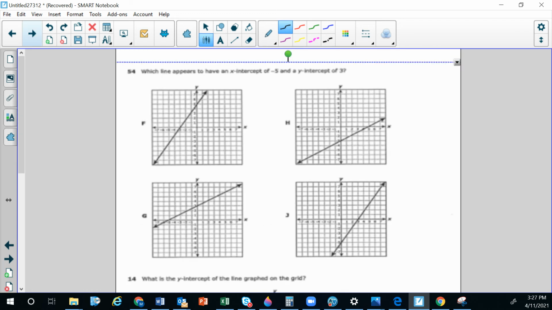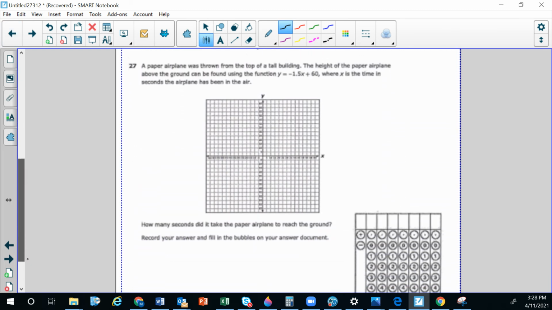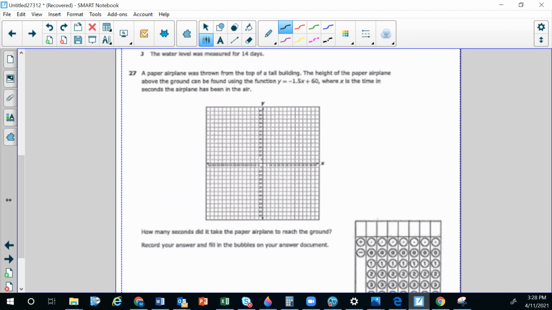All right, let's see what's next. Did I miss one on here? I missed one. Number 27. A paper plane was thrown from a tall building, and the function y equals negative 1.5x plus 60 models the path of the plane, and it wants to know how many seconds it took the paper plane.